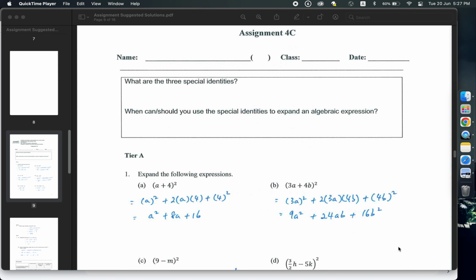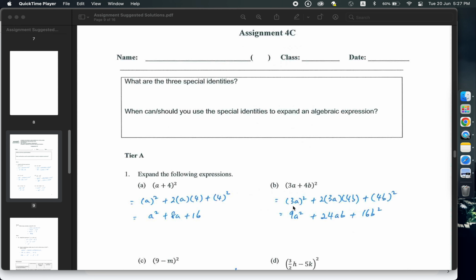For part B, again, this time be careful. Because 3a is the first term here, the 3a has to be in a bracket, and the 4b has to be in a bracket. Brackets are very important here. If we misuse the brackets, our results will be very different.